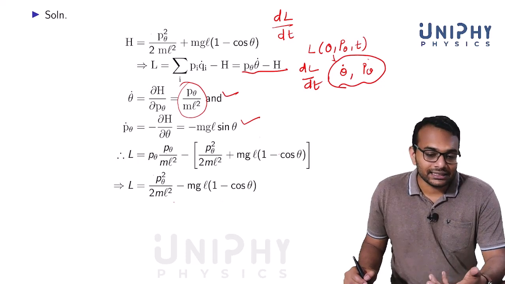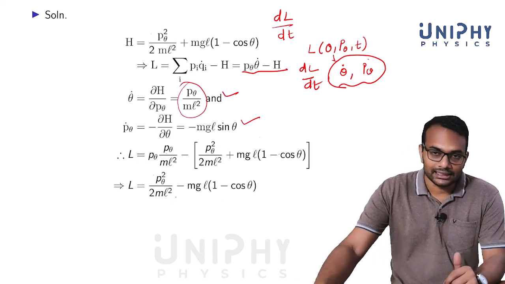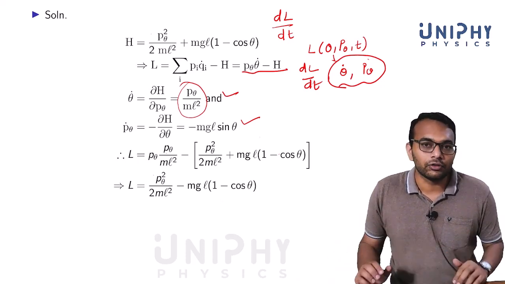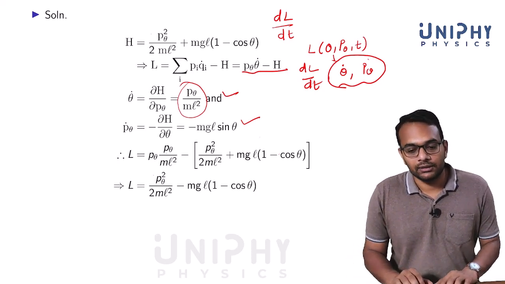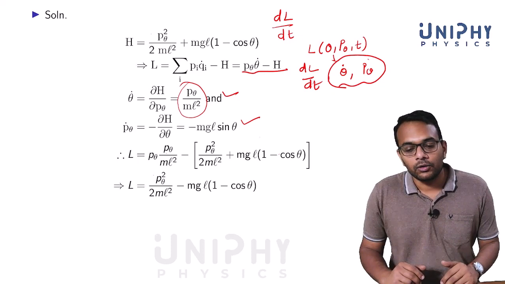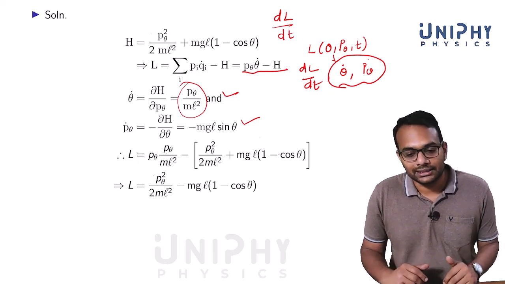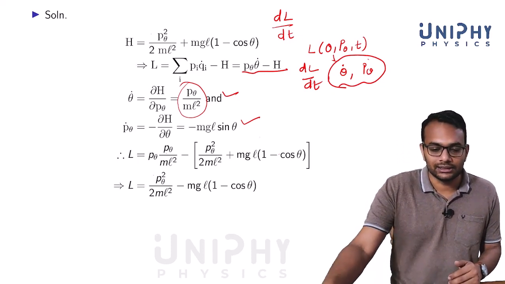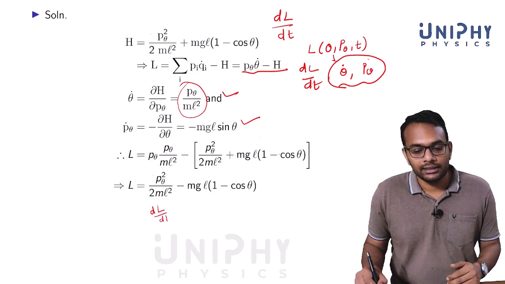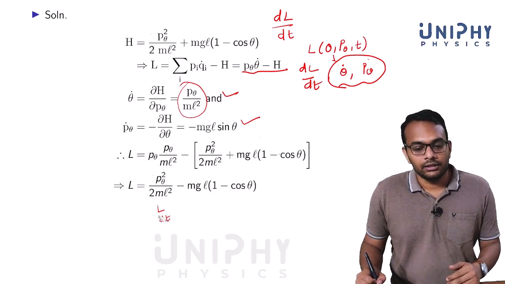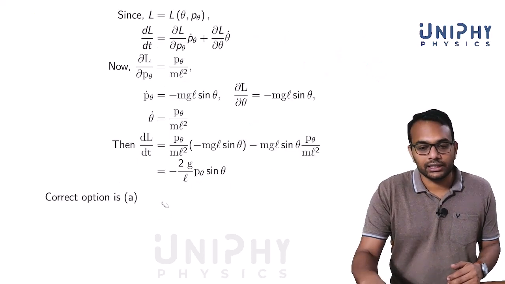Again, I emphasize that this is not the correct form of the Lagrangian, but we took a hint from the options given. Otherwise, you will go through unnecessary complications and lengthy steps doing this. Now, it's just a matter of finding dL by dt. It's not very difficult.